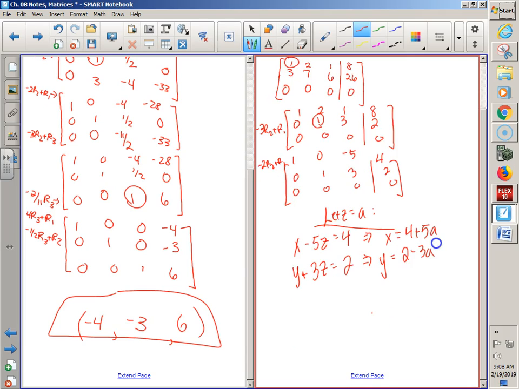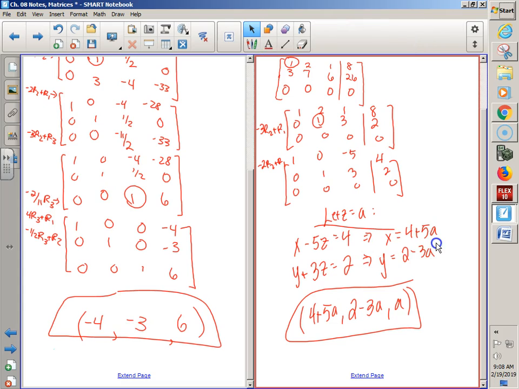I think this should match up. Those of you guys that got it right, maybe just double check us. But I have our x as 4 plus 5a, our y as 2 minus 3a, and our z as a. Does that make sense? Why?